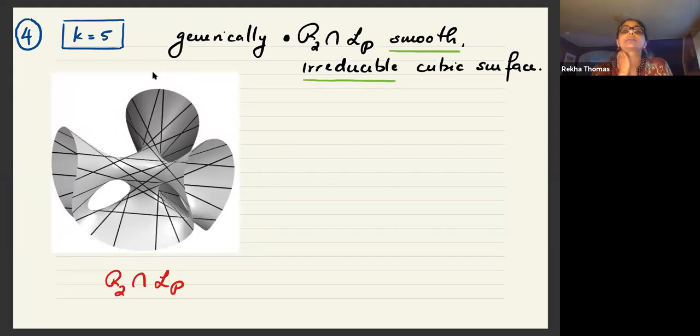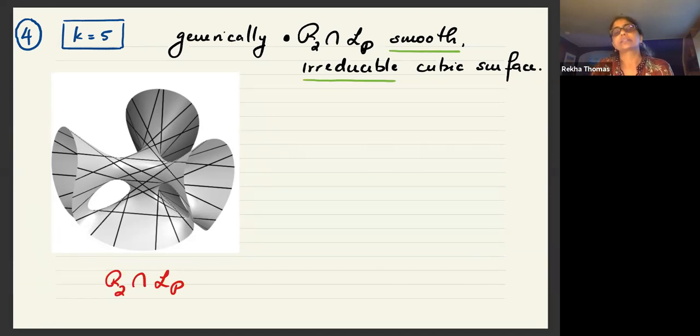So in the case of K equals 5, let me go back to just recalling what was happening. So our space LP was a P3. It had 5 equations in P8, so it's a P3. It's cut by this determinant equals 0 equation. So I have a cubic surface. And generically, this cubic surface is smooth because the rank 1 variety is 4-dimensional in P8. And if I'm cutting that with a 3-dimensional plane, generically, it'll miss it. Okay, so this is smooth.